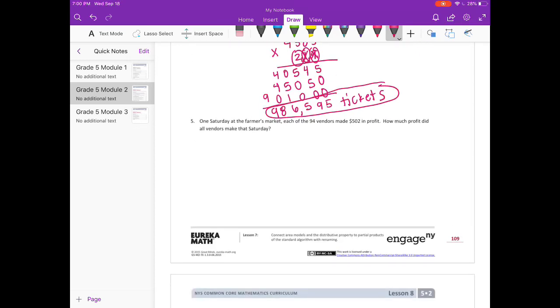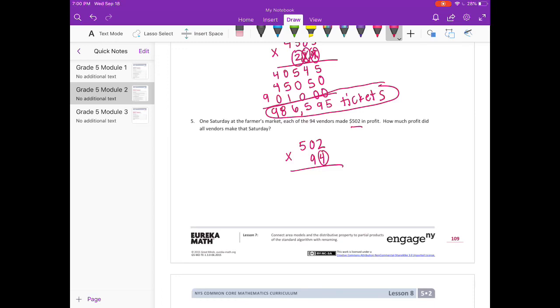Last question. One Saturday at the farmer's market, each of the 94 vendors made $502 in profit. How much profit did all vendors make that Saturday? So every single vendor made $502, and there were 94 of them. So we're going to multiply 502 times 94.